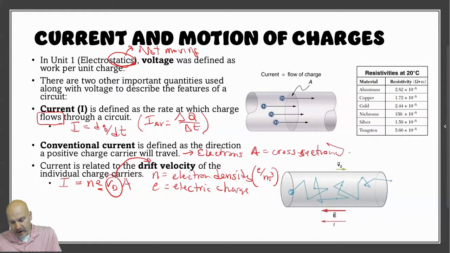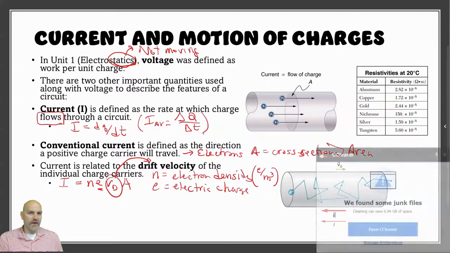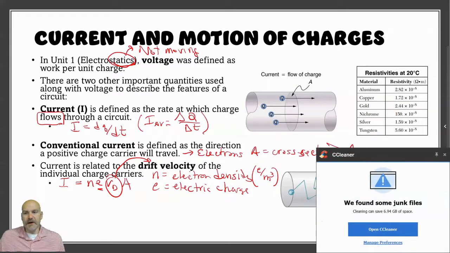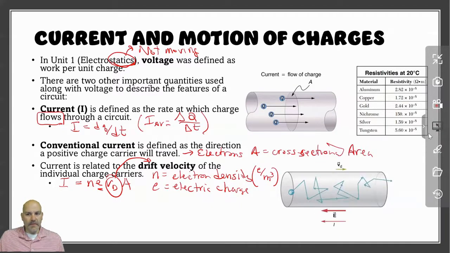If we're talking about a wire, then it's going to be a circular cross-sectional area. It could also be something like a rectangle or a square. So that's simply the area: for a circle, pi r squared; for a square, side squared. If it's a rectangular cross-sectional area, then it's base times height, length times width, however you know that.